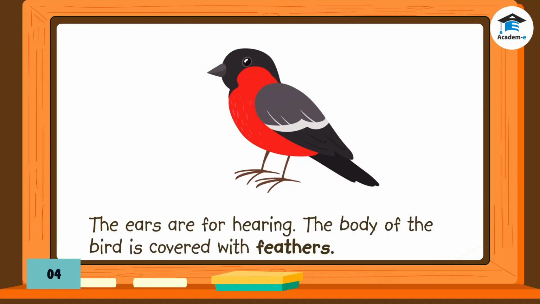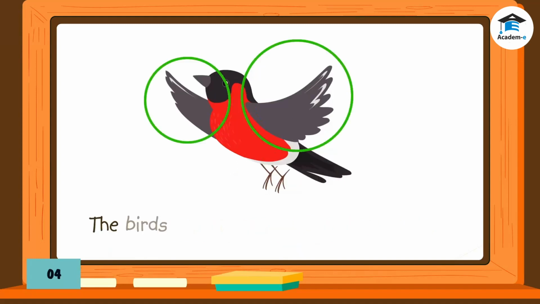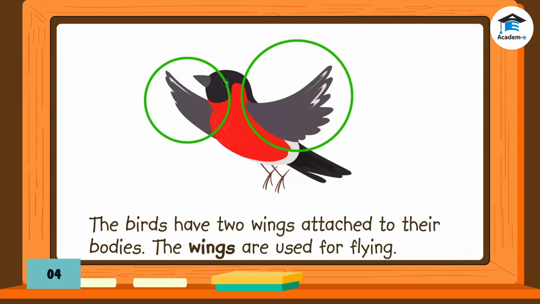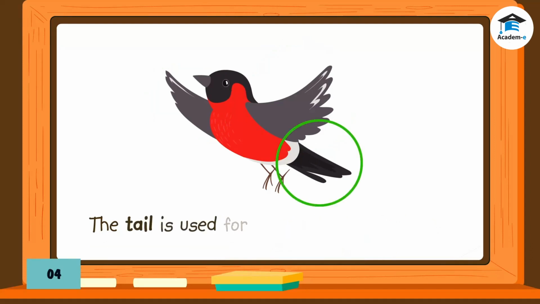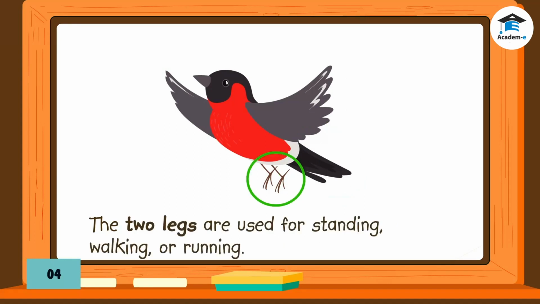The body of the bird is covered with feathers. The birds have 2 wings attached to their bodies. The wings are used for flying. The tail is used for balancing and for direction. The 2 legs are used for standing, walking, or running.